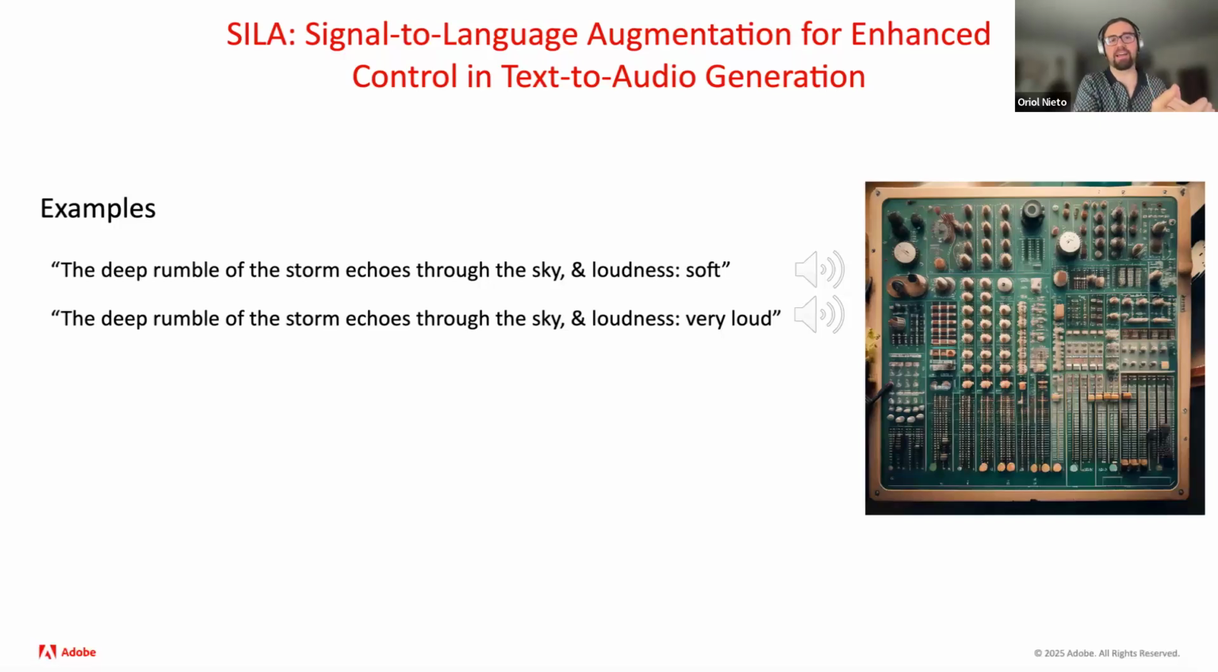If you say the sound of thunder, but soft, it will understand that it's going to be kind of far away, and the high frequency components are going to be pretty much gone. So you will only hear the low frequency ones. Whereas if it's very loud, it's going to be so much closer to you, and the high frequencies are going to be present. So it kind of understands the semantic meaning of what you're trying to produce in the audio.